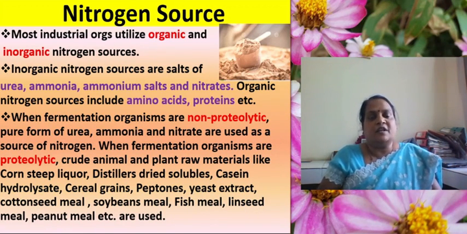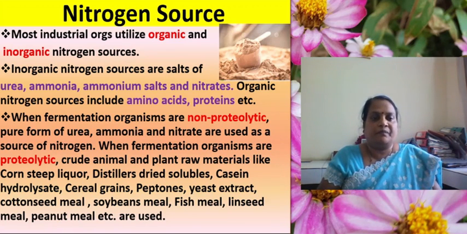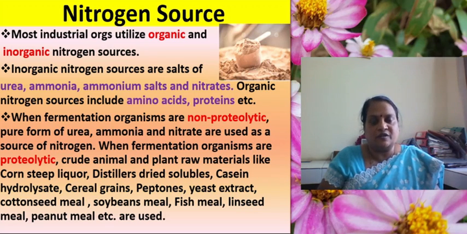Then the next nutrient component is the nitrogen source. Most industrial microorganisms utilize organic as well as inorganic nitrogen sources. Inorganic nitrogen sources are salts of urea, ammonia, ammonium salts and nitrates. Organic nitrogen sources include amino acids, proteins, etc. Nitrogen source is of two types: organic and inorganic. Organic nitrogen sources are amino acids and proteins. Inorganic nitrogen sources include various inorganic salts like ammonia, ammonium salts and nitrates.